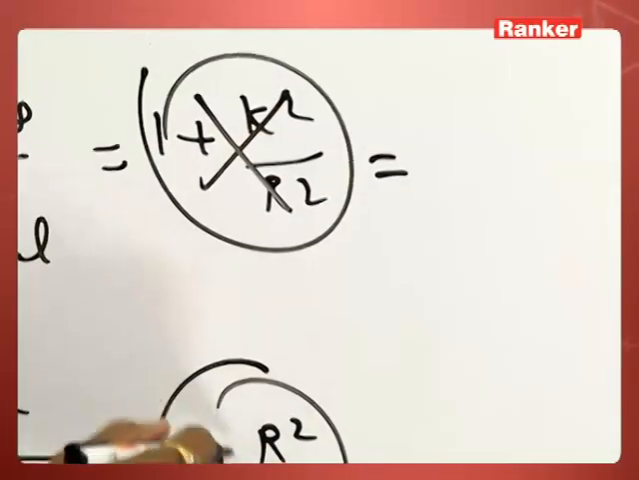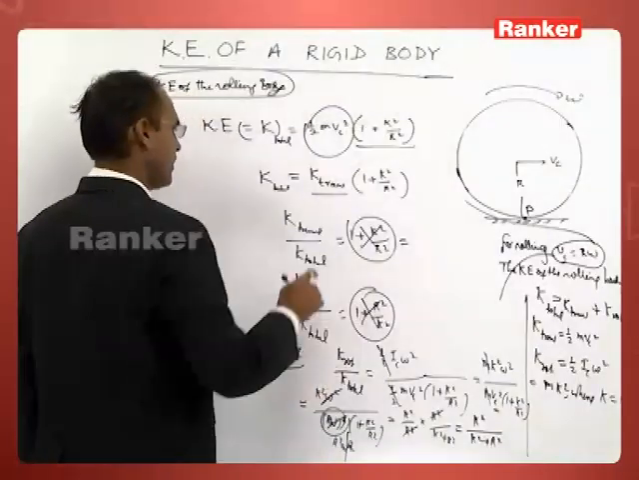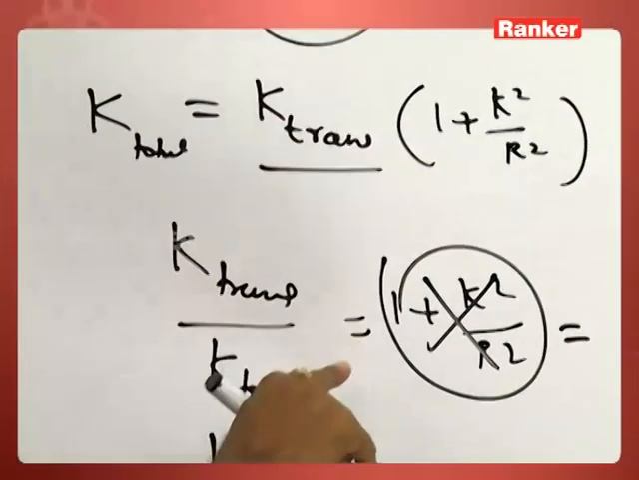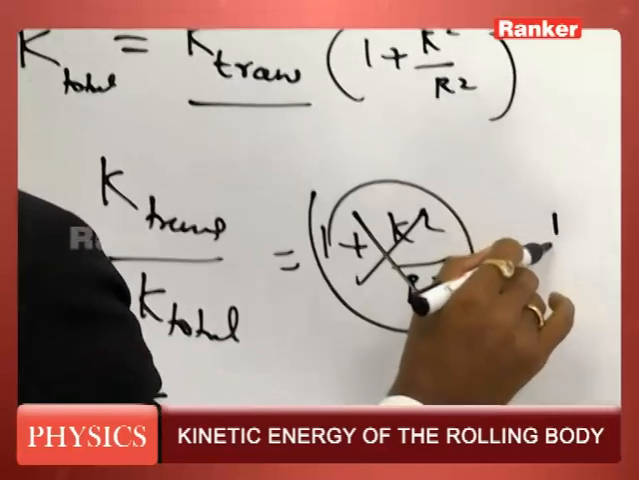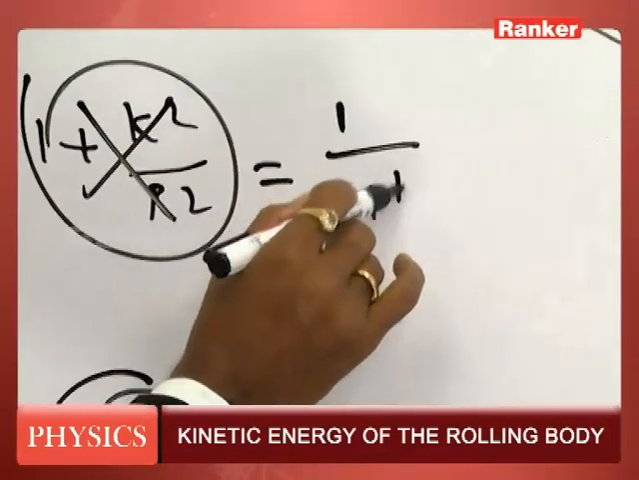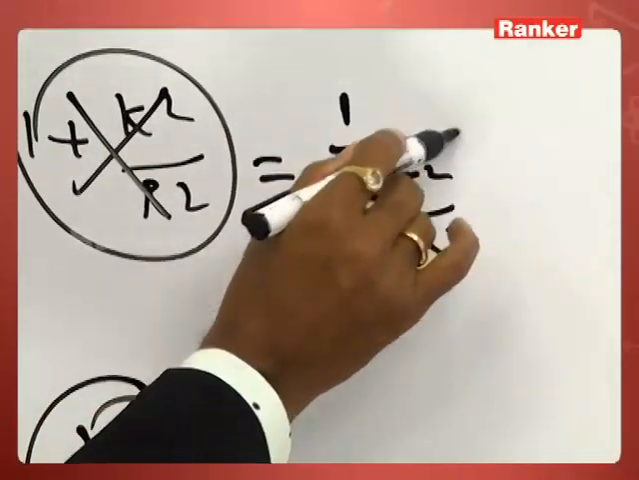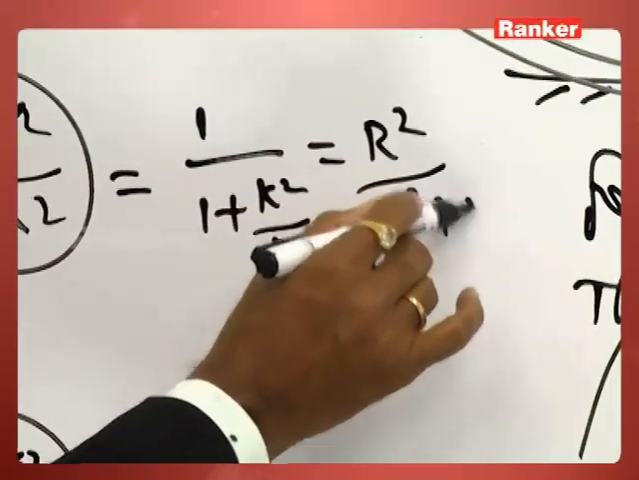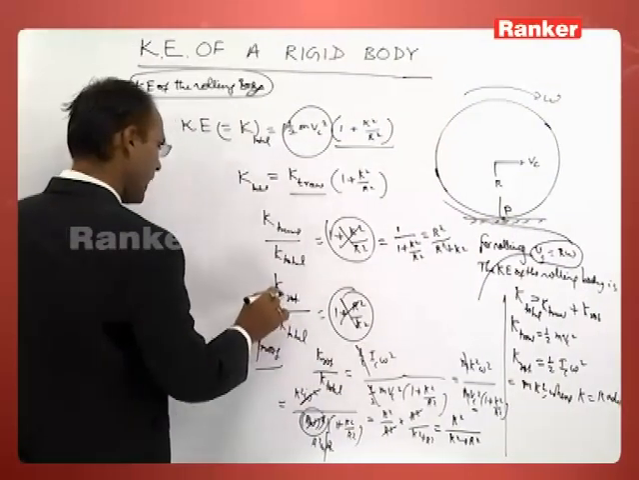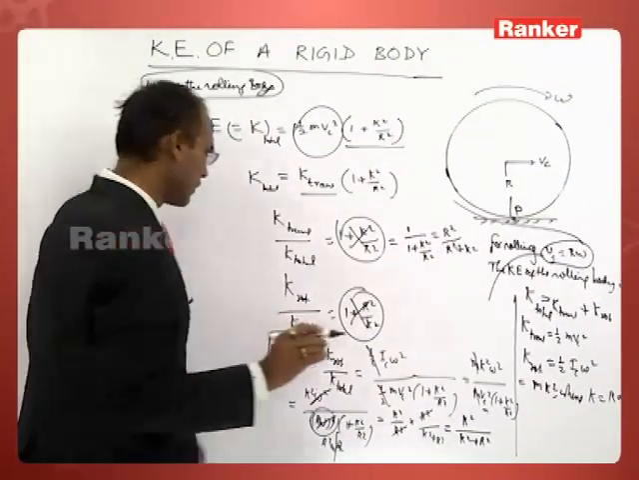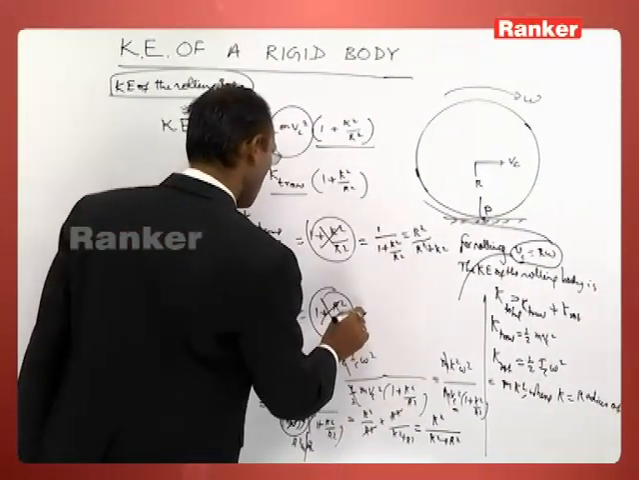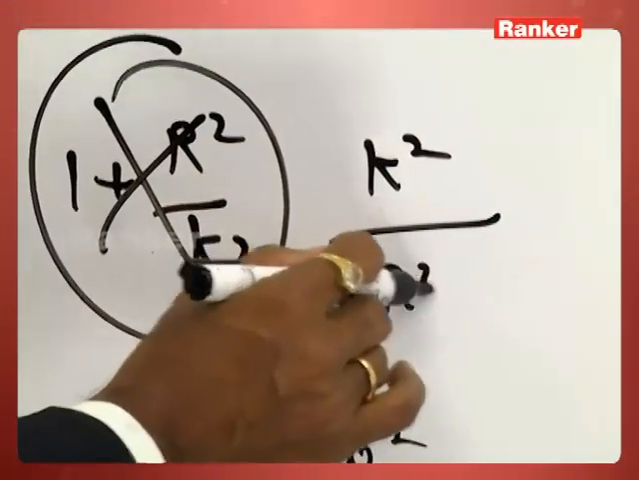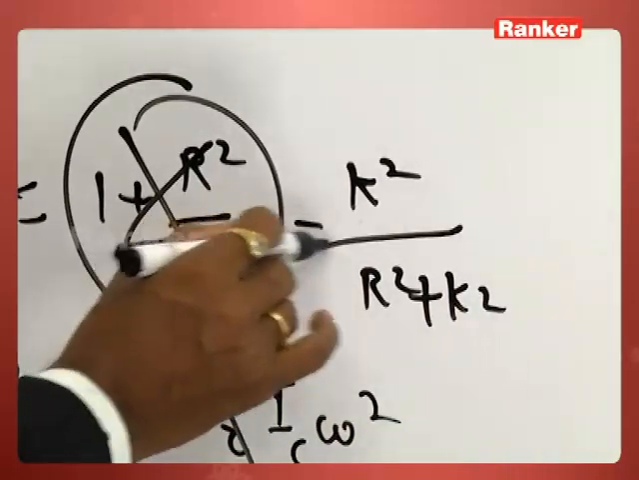So this expression is wrong, you have to correct it. This will be K translational by K total is equal to 1 upon 1 plus k square by r square. That will be equal to r square by r square plus k square. And K rotational upon the total kinetic energy will be equal to k square by r square plus k square.